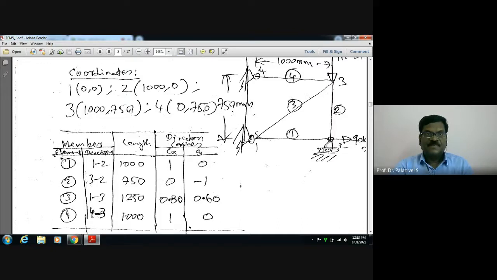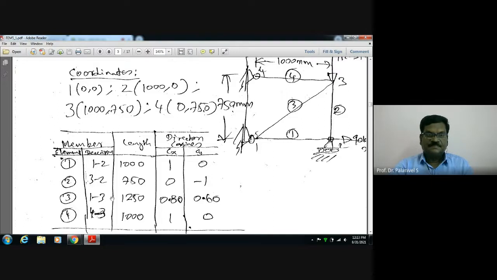Next, I told you, 2 minus 3, right? 2 is here. This y minus this y. So this is y of 2 minus y coordinate of 3. That is 0 minus 750. That would be the length of the member. The length of the member is 750, so minus 1. So the direction cosine is minus 1.